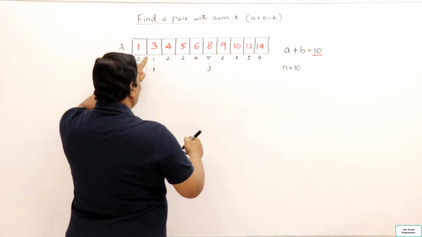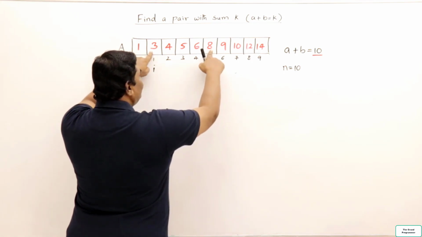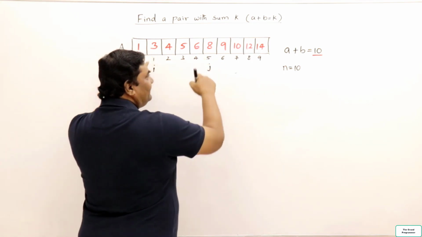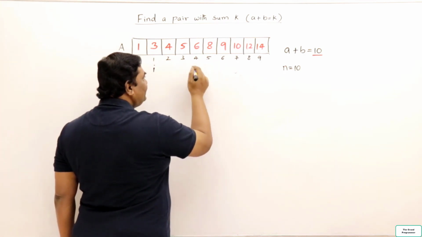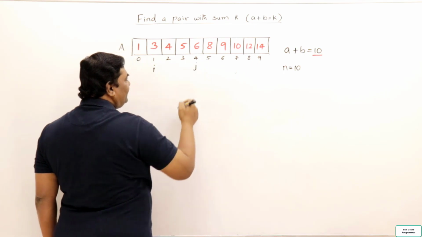Now watch. 3 plus 8. No, this is 11. This is greater. So what should be decremented? When we are getting any greater number, means it is greater than 10, means decrement j.